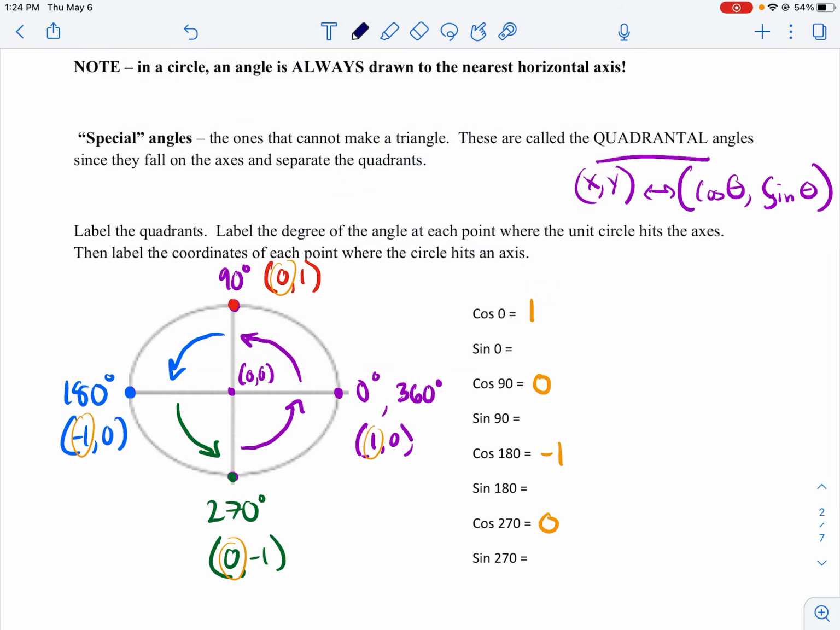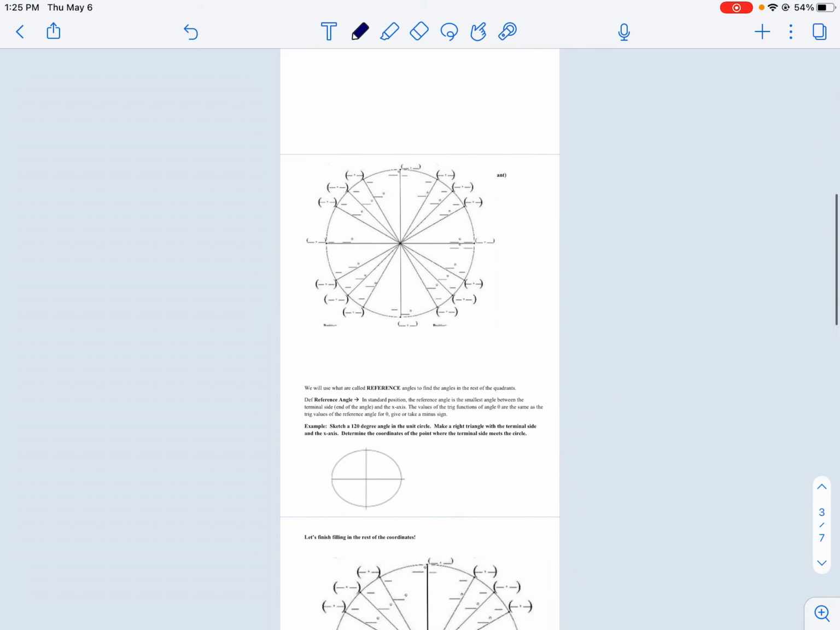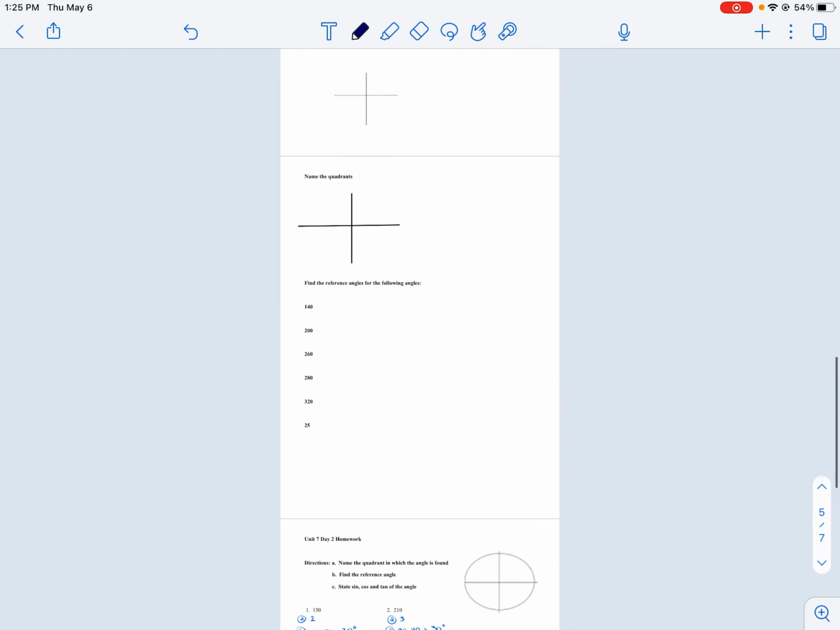And I'll highlight the other one in blue here. And so our sine, this one's going to be 1. This one will be 0. This will be -1. And this will be 0. Okay? All right, so that's where we're getting those values from. And they call those quadrantal angles because you cannot create a triangle with those guys. Okay? All right.